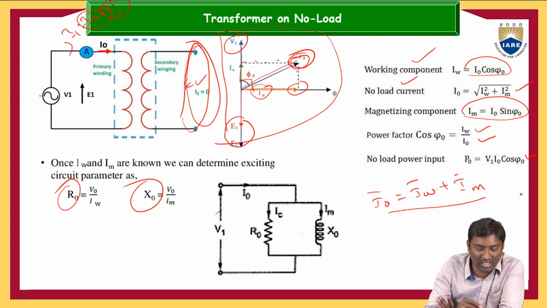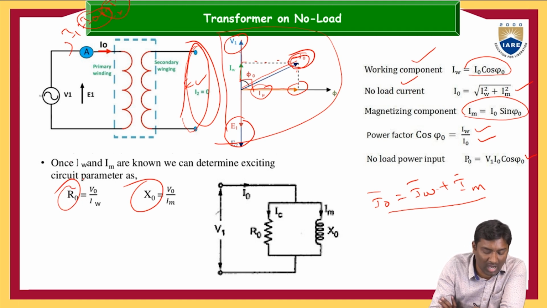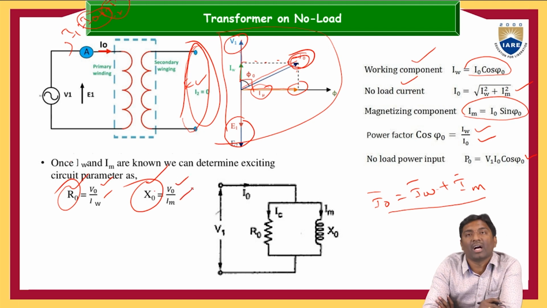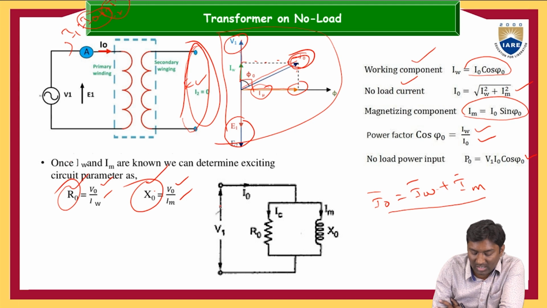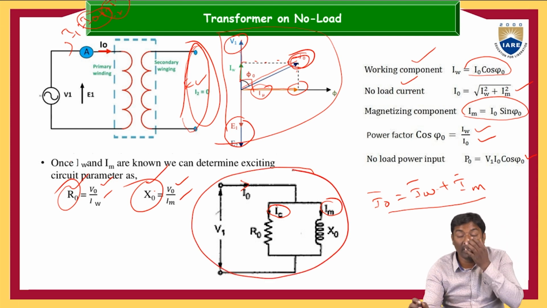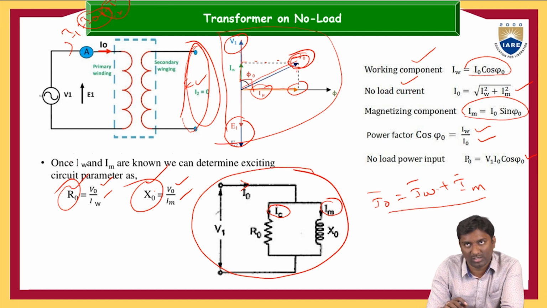From these equations we are finding the no load circuit parameters, R0 and X0, that is R0 is equal to V0 by IW, and X0 is equal to V0 by IM. So here the supply voltage is V1, and under no load the current I0 flows, dividing into two components, the working component and the magnetizing component. The working component current goes through R0, and the magnetizing component goes through X0. This is the equivalent circuit of the transformer under no load condition.